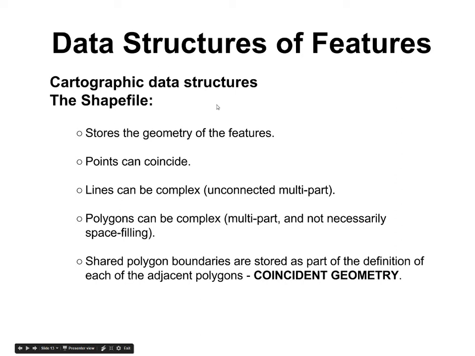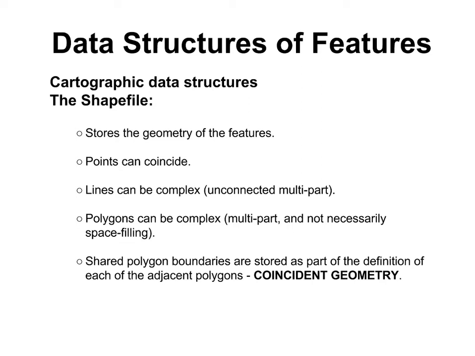So how about the shapefile? We first had the coverage, and then came along the shapefile, and after that the geodatabase. The shapefile, we refer to it as a cartographic data structure. It stores geometries of features, and points can coincide. Another advantage of the shapefile was that lines could be complex. They could have unconnected multi-part lines or polygons, similar to Hawaii.